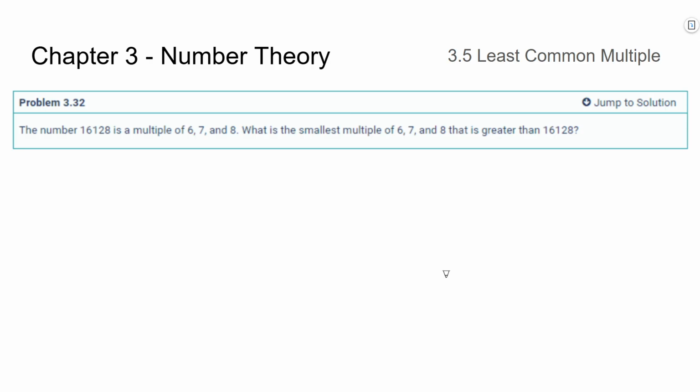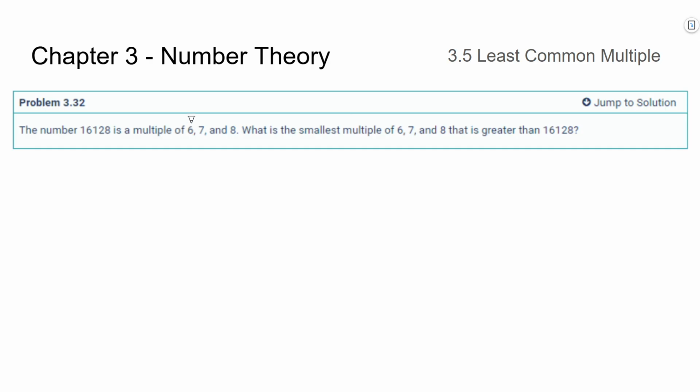Okay, so the number 16,128 is a multiple of 6, 7, and 8. What is the smallest multiple of 6, 7, and 8 that is greater than 16,128? All right, this one might be confusing and tricky to know how to get started. But just like I mentioned in the last section, if you don't really know where to start, just start doing something. Start with doing what we've been doing. Let's go ahead and get prime factorizations for some numbers and see if we can find least common multiples and see where that leads us.